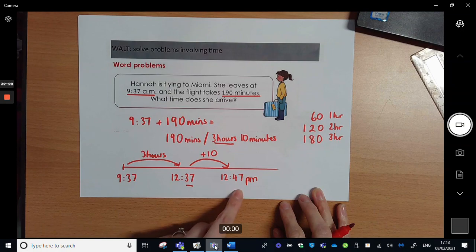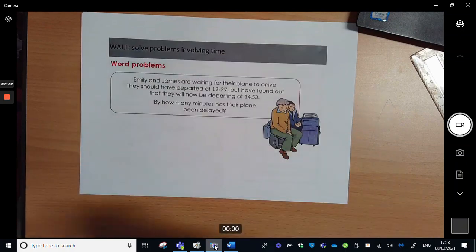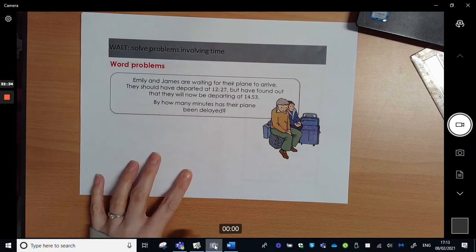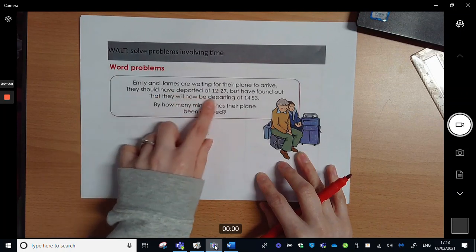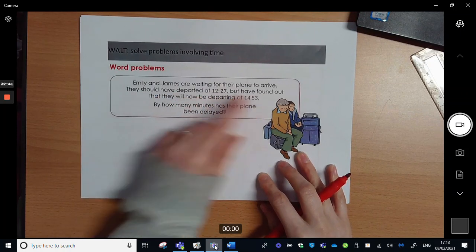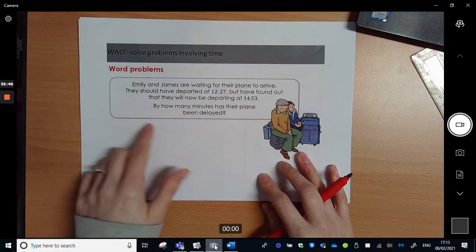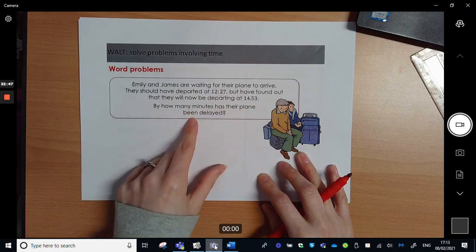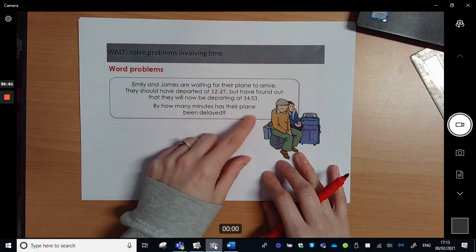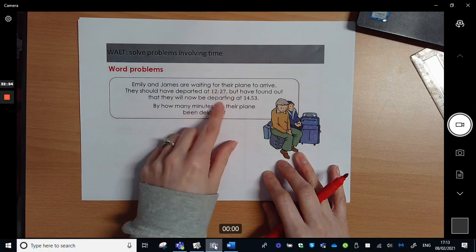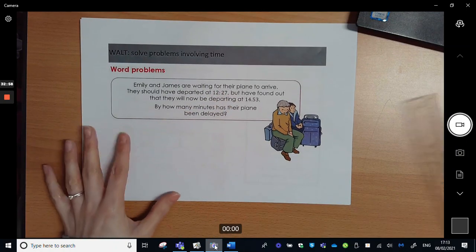So she's now arriving there in the afternoon. So 12:47 PM. Okay, let's look at one more example together before you go off and have a go. Okay, Emily and James are waiting for their plane to arrive. They should have departed at 12:27, but have found out that they will now be departing at 14:53. Oh dear. By how many minutes has their plane been delayed? So this means that they're having to now wait. Their plane is leaving late. So we want to know how much time they're going to have to sit and wait for their plane. Okay, it's running very late, which happens a lot, sadly.